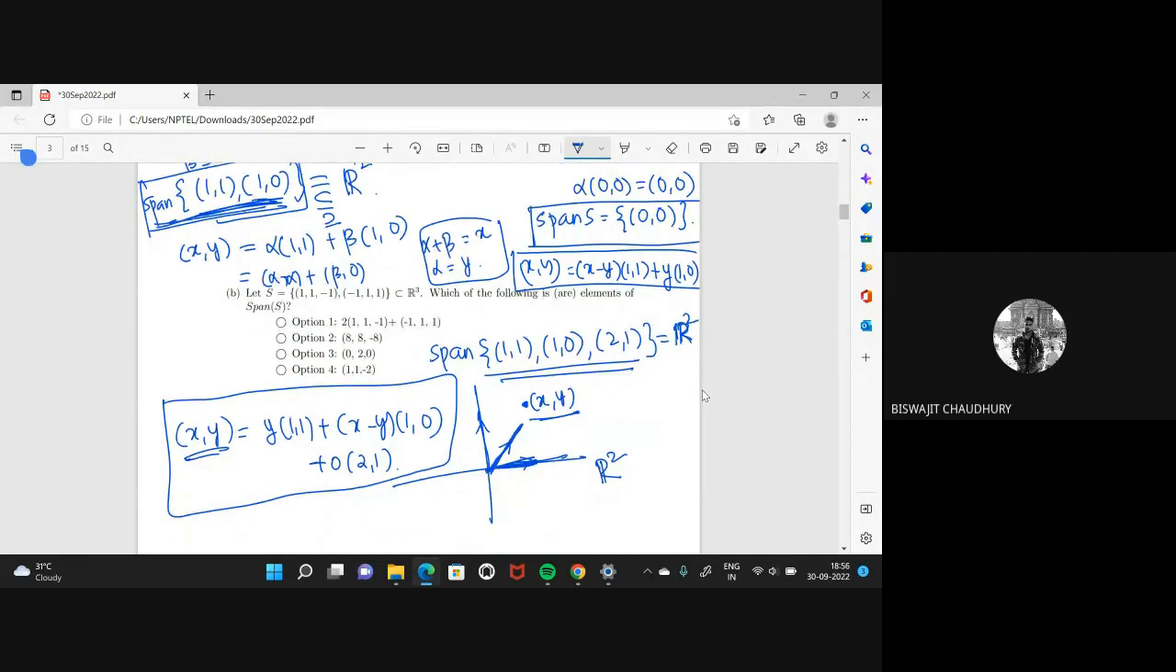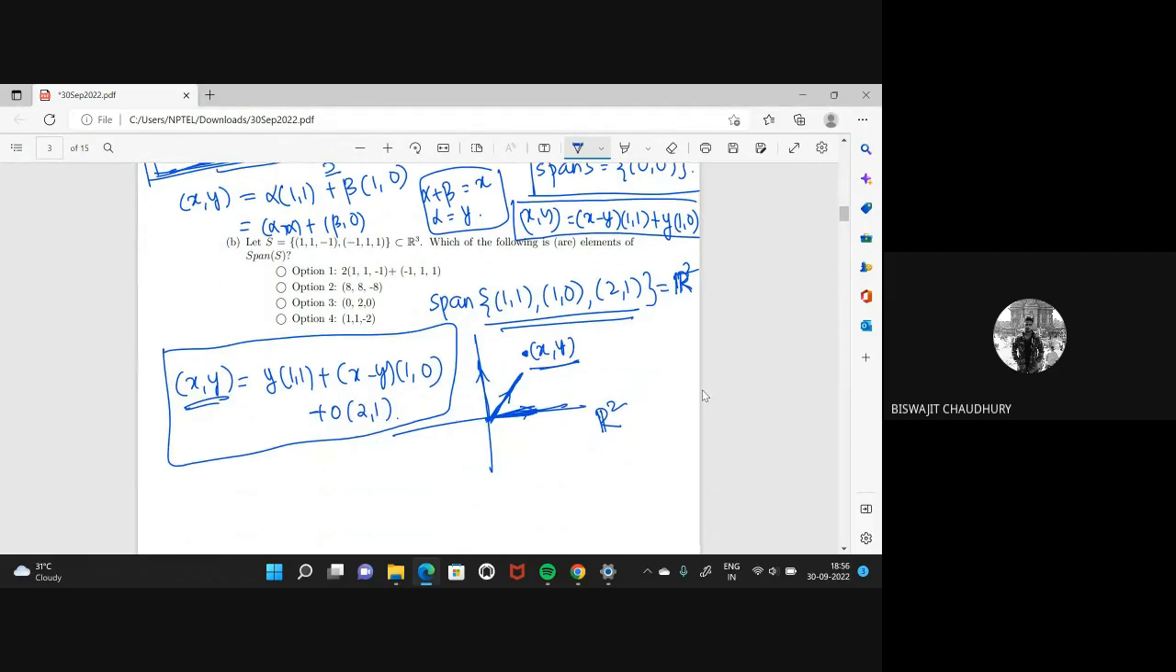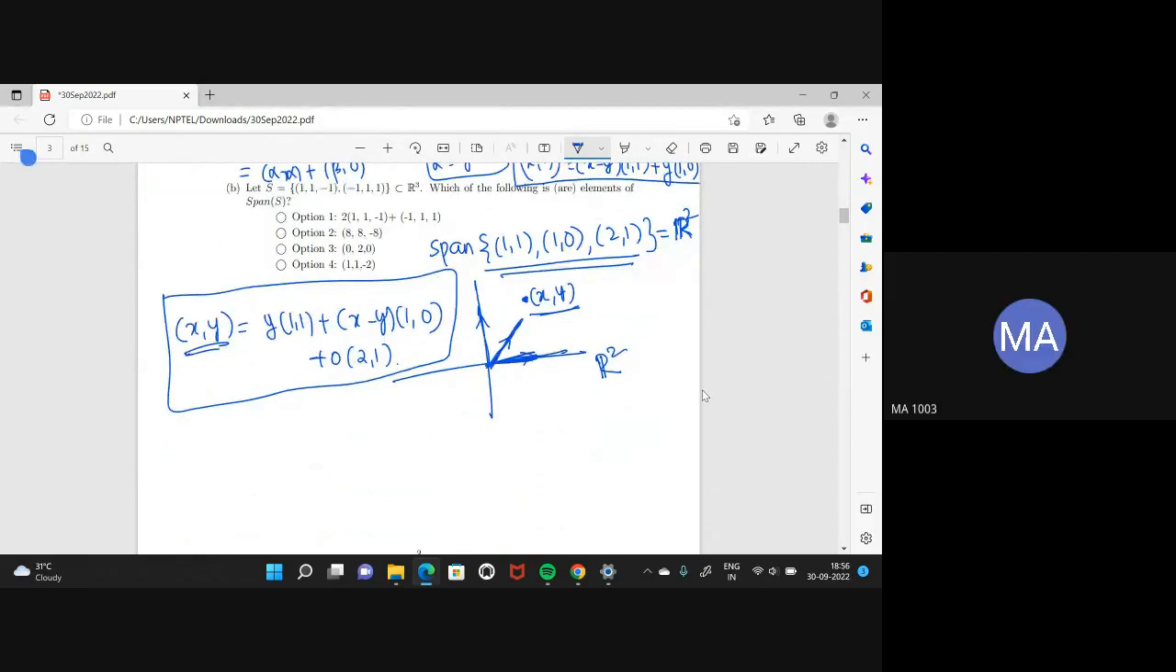Ma'am, we can also write it as a linear combination of 1 comma 1 and 2 comma 1 also. Exactly. Fine. No problem at all. You can also write this as alpha times 1 comma 1 plus 0 times 1 comma 0 plus beta times 2 comma 1 and solve for alpha and beta. No problem.